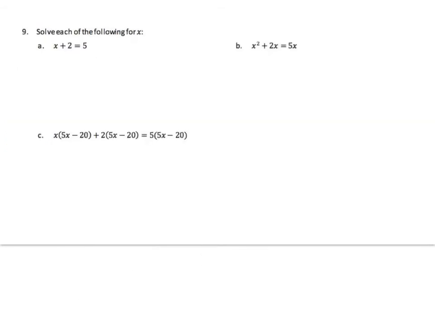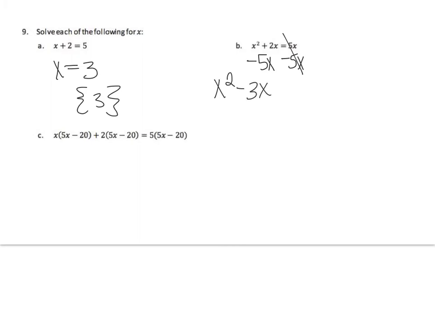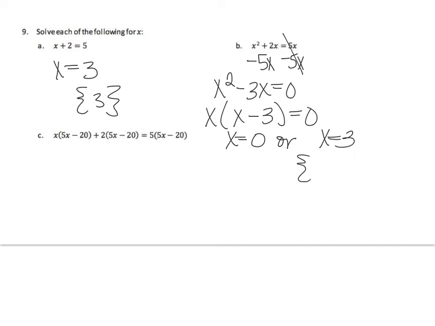All right, solve each of the following for x. We've got an easy one. Subtract 2 from both sides. And set notation. Here, a tad bit harder. Let's move this over. We need to set it equal to 0 for us to even work on getting the solution. So I have x squared minus 3x equals 0. Now I can factor out my greatest common factor, x and x minus 3. So I have x equals 0, or x minus 3 equals 0, which gives me x equals 3.